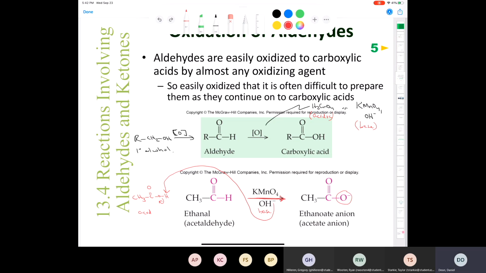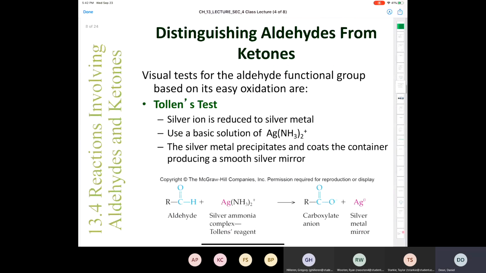So you need to understand that when you take an aldehyde and you treat it with chromic acid, you end up with an acid. But if you take an aldehyde and you treat it with potassium permanganate and a base, then you end up with an ethanoate ion, or the conjugate base of an acid, okay? All right, well, with that in mind, let's keep progressing here.